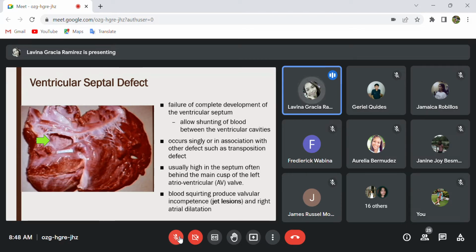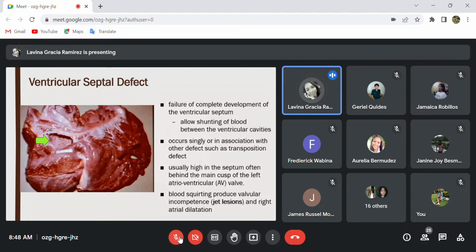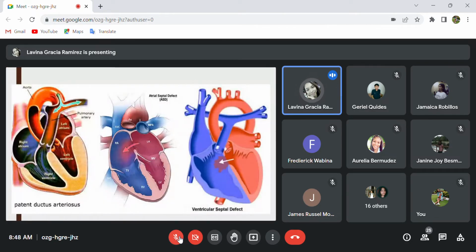Kasi since may opening dito, merong pressure, may volume dito, so magdadam. Okay, may daming dam nakikita. Same. So it will affect the turbulence of the blood.